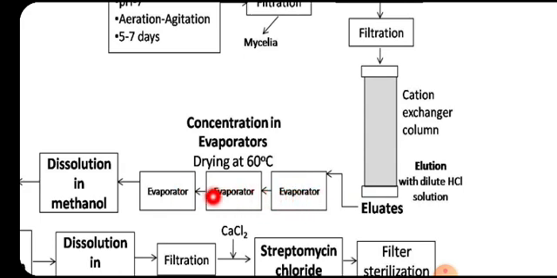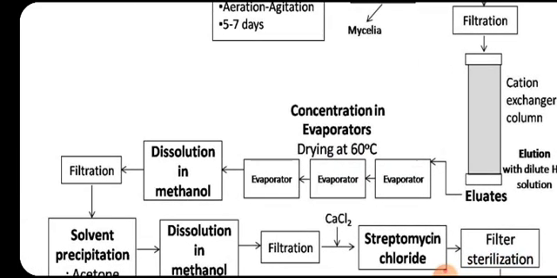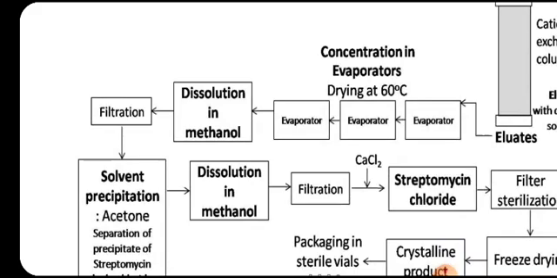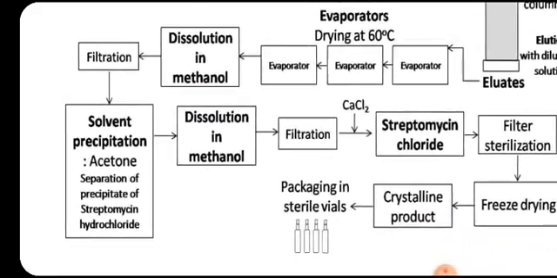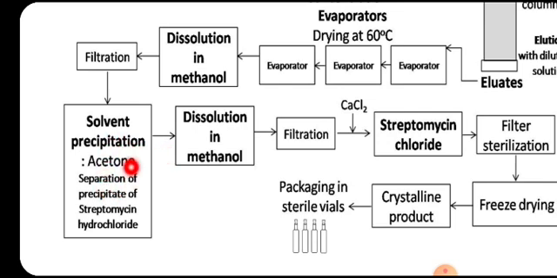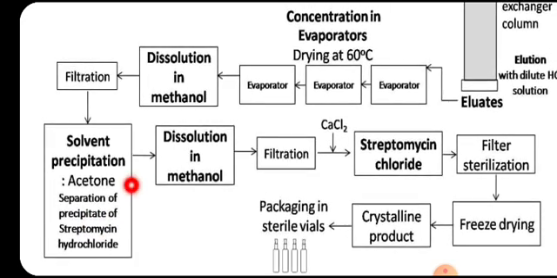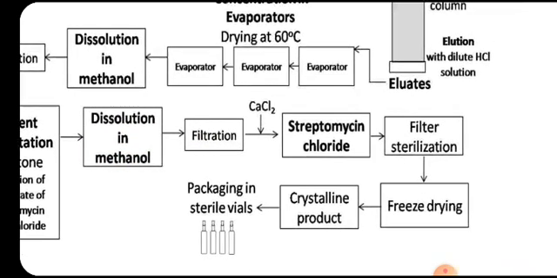Evaporators are connected in series. That means it involves drying at 60 degrees Celsius to get rid of alcohol and water. Then this concentrate is dissolved in methanol, followed by filtration. The next step is solvent precipitation, where acetone is used that will precipitate the streptomycin in the form of streptomycin hydrochloride. Then this streptomycin hydrochloride is dissolved in methanol. Then again it is filtered.